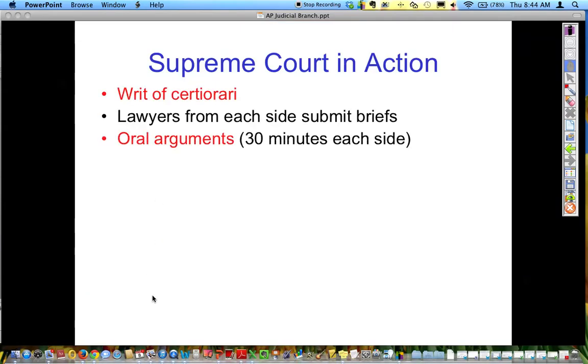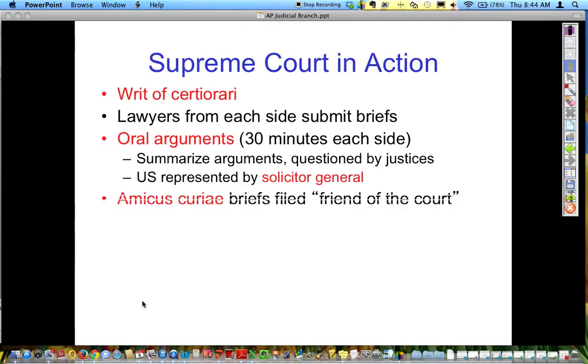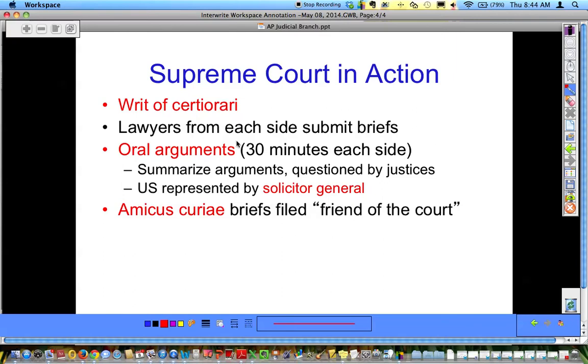So let's really look at the Supreme Court in action. Once a writ or a cert, the writ of certiorari, has been granted by the court, the lawyers submit the brief, and we have what we call oral arguments. Normally, lawyers get 20 minutes on each side, and then 10 minutes and 10 minutes are given to questions by the justices. They summarize their main argument, and at any time a justice can interrupt the lawyers and ask questions.